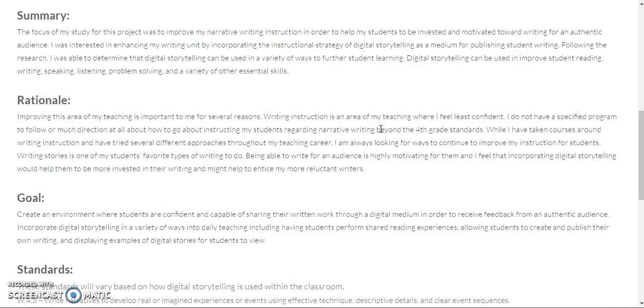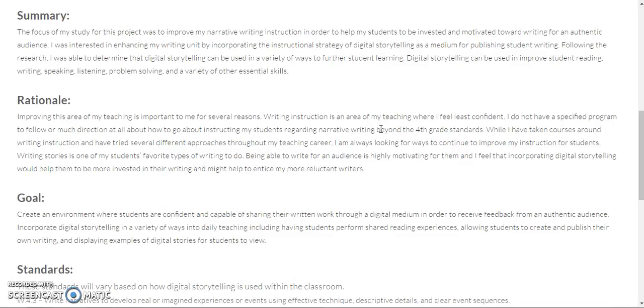And so I want to turn that around and get them really excited about writing and want to write and want to tell stories because they do love telling stories. And narrative writing is one of their favorite types of writing to do. And so I want them to enjoy doing that and to have a really strong purpose for doing that.